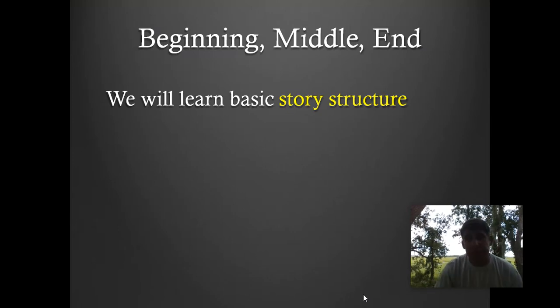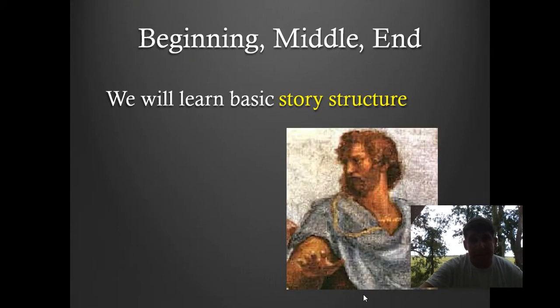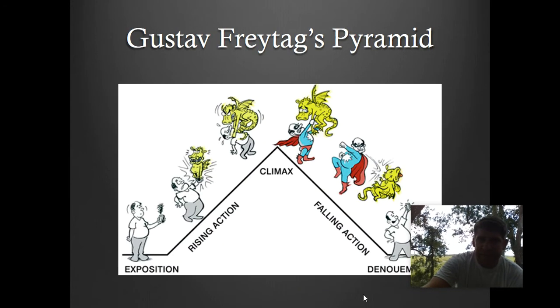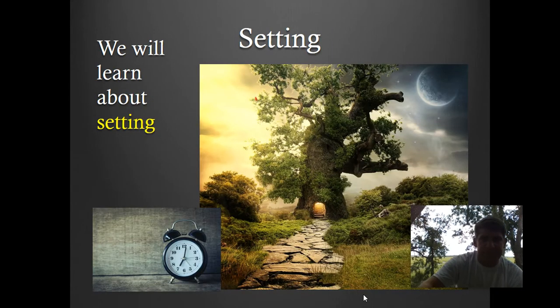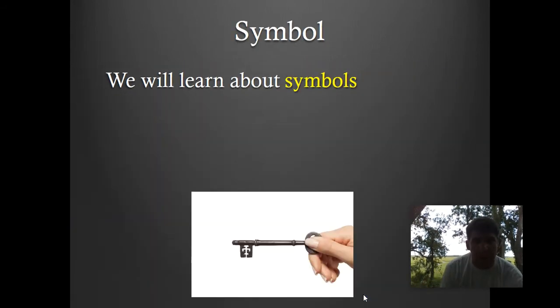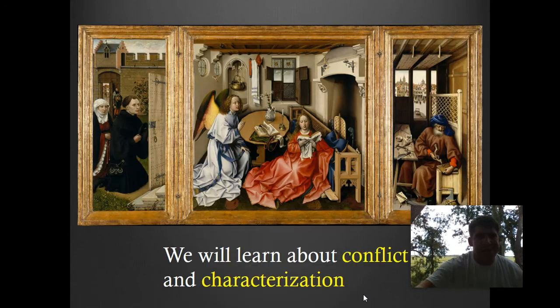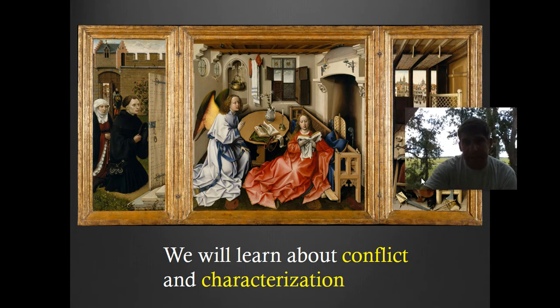We'll learn about basic story structure. Every story has 3 parts, a beginning, a middle, and an end. This guy, Aristotle, he came up with that. But basically, we'll call story structure conflict, crisis, and resolution. We'll learn about tone, voice, and mood in a story. We'll learn about setting. We'll learn about atmosphere. Setting is time and place. Atmosphere is the emotional quality of the setting. We'll learn about symbols. Symbols are concrete objects used to represent abstract ideas. We will learn about conflict and characterization.